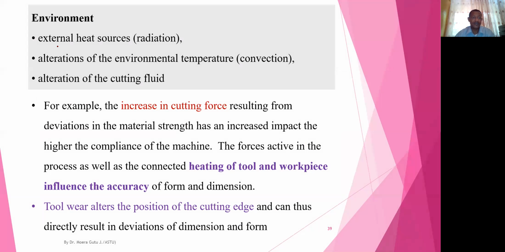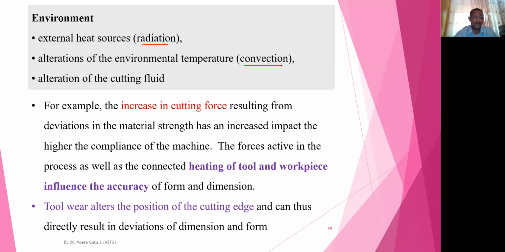Environmental: the environment, external heat sources like radiation, or is it a cryogenic application. It can affect the final surface finish of your hard material machining. Alteration of environmental temperature, convection also. And the convection, radiation, this is the mode of heat transfer from the cutting tool to the workpiece or from the workpiece to the cutting tool. Alterations of the cutting fluid also, where you are using a cutting fluid, it can affect the final form deviations of the machined surface.